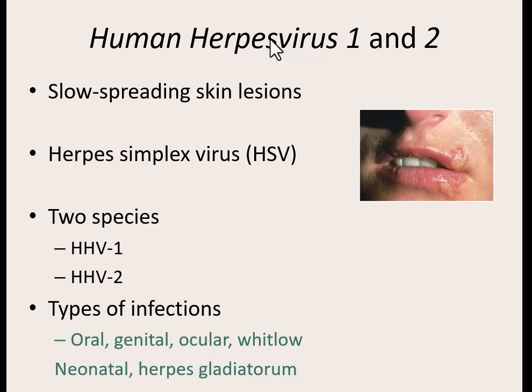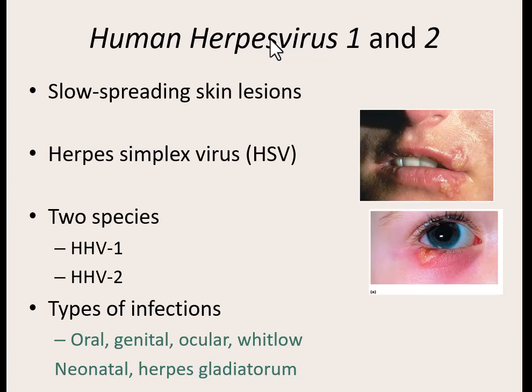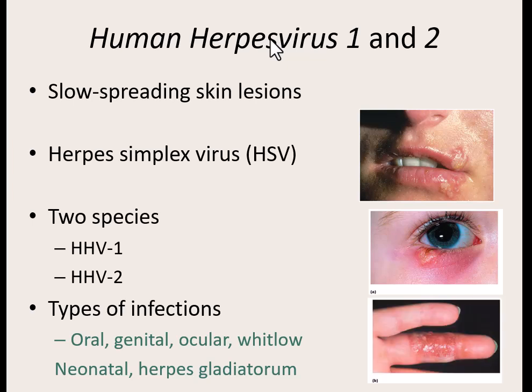Now, types of infections that they can cause. One is oral herpes, which are the cold sores. Another is genital herpes, which again is going to be your human herpes virus 2. Ocular herpes is a skin lesion near the eyes. A whitlow is very common as well for people that have human herpes 1 or 2. And just because these are generally found above the waist and those below the waist, that doesn't mean they can't be interchangeable in where they cause lesions.